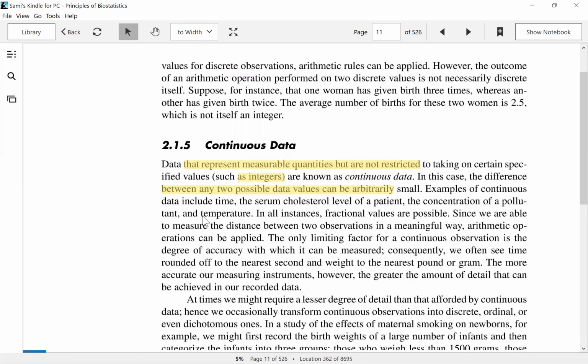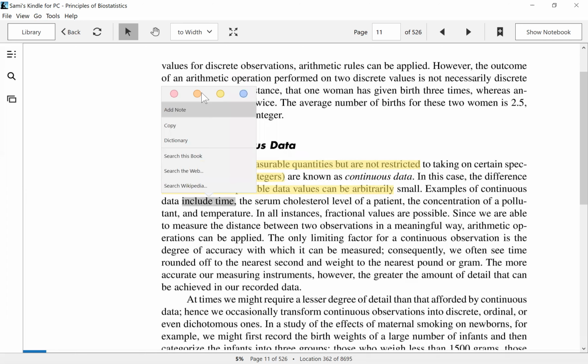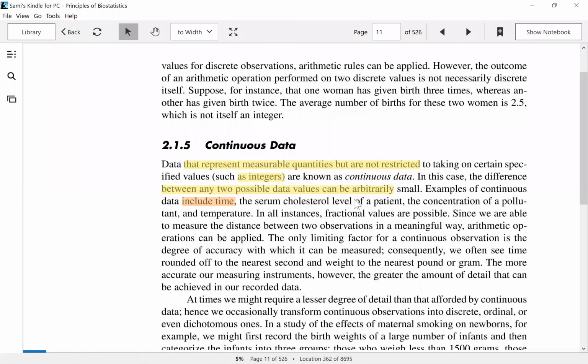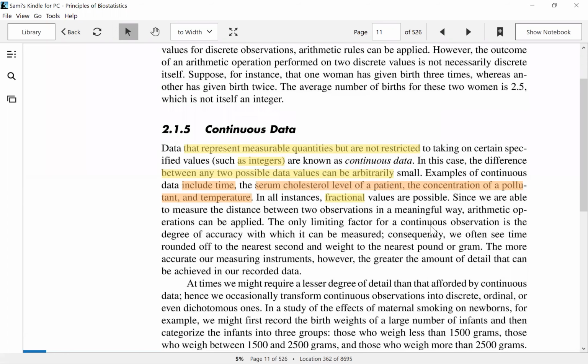Examples of continuous data include time, the serum cholesterol of a patient, the concentration of a pollutant, the temperature. In all instances, fractional values are possible. Since we're able to measure the distance between two observations in a meaningful way, arithmetic operations can be applied. So the only limiting factor for continuous observation is the degree of accuracy with which it is measured. Consequently, we often see time rounded off to the nearest second, or weight to the nearest pound.